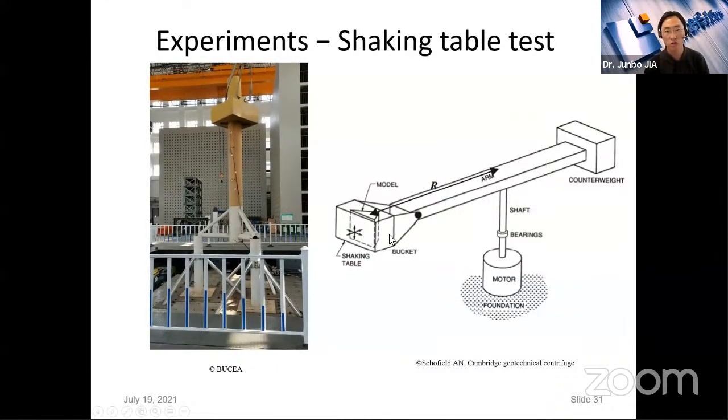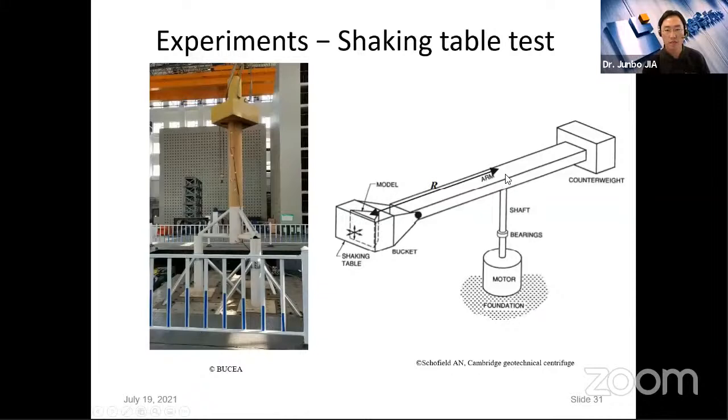And also, if you try to look at the foundation of the soil, because the soil has overburden pressure due to the upper surface soil weight and the weight of the upper foundation and structure, we try to actually use this, we call that the eccentric shaking table test.